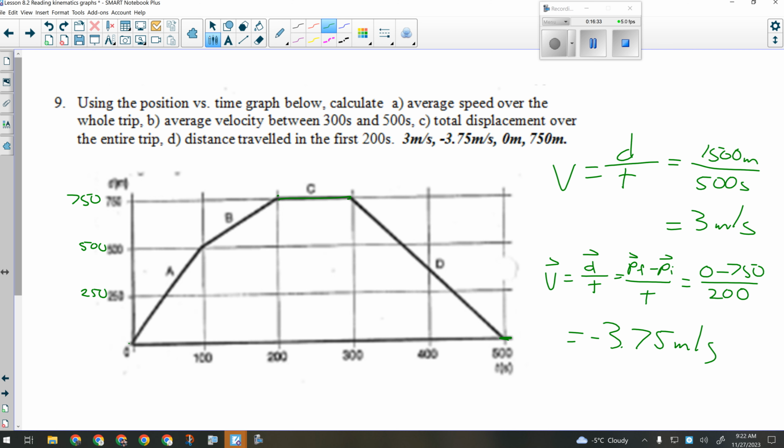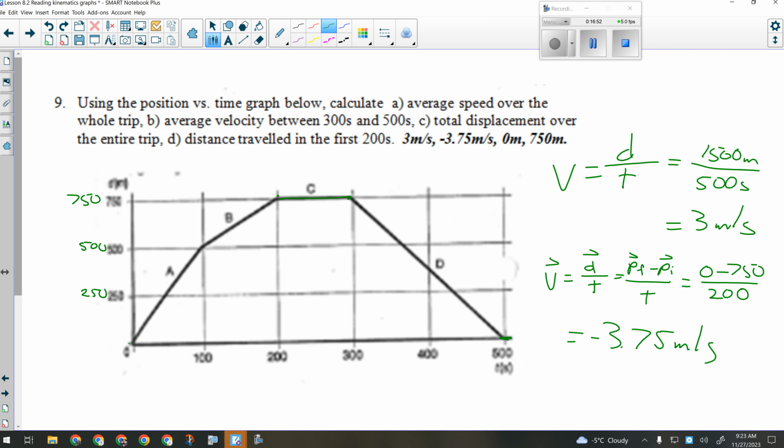Everybody all right with that one? So we use that velocity formula a lot when we're dealing with graphs, especially irregular graphs. If we just had one single linear line, we'd use y equals mx plus b. But in this case, because it's all over the place, we use this one instead. All right. C doesn't take very long.